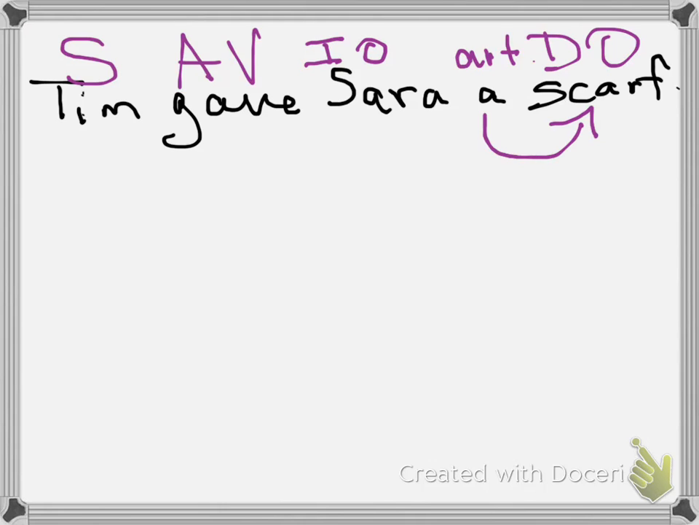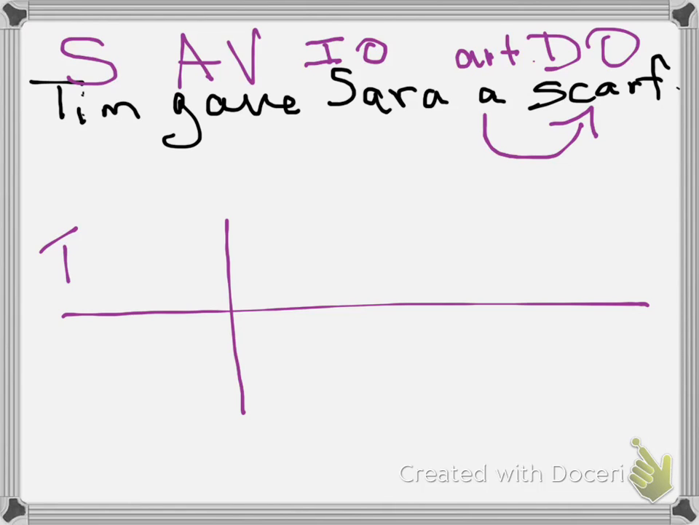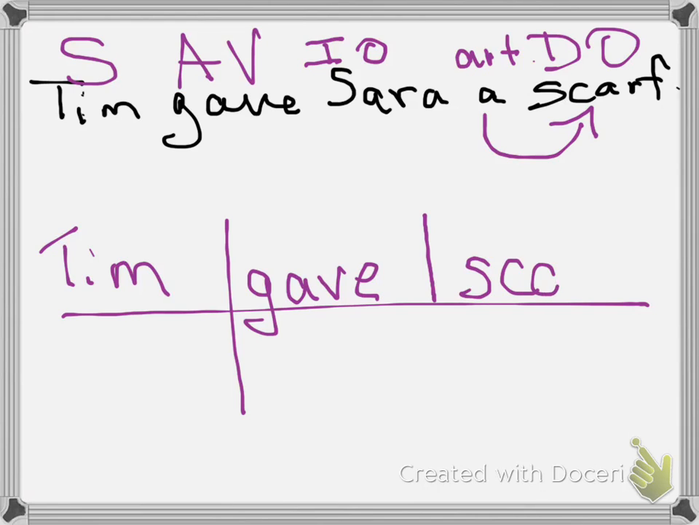So when we diagram this sentence, we start with our normal diagram that we have every day. We just have one subject and one verb. Tim, the subject, goes on the left because your subject always goes on that side. Gave goes on the right, where your verb always goes. And because it's an action verb with a direct object, we have a vertical line after gave. Our direct object, scarf, goes after that line, and the article A, which describes scarf, goes underneath.